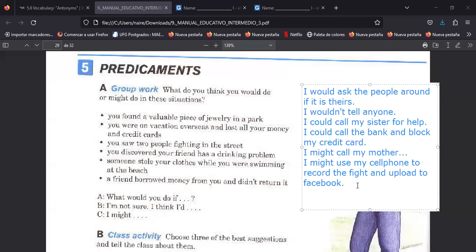Okay, so let's continue to our next point, which is someone stole your clothes while you were swimming at the beach. What do you think? Okay, no, that was not the one. You discover your friend has a drinking problem.